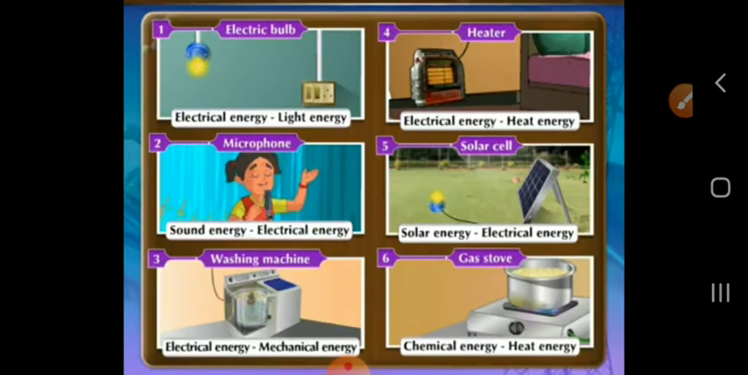Here is the conversion of energy: how electrical energy is changed to light energy, and electrical energy can be changed to heat energy. In the same way sound energy can be changed to electrical energy, solar energy can be changed to electrical energy, electrical energy can be changed to mechanical energy, and chemical energy is changed to heat energy. So these are the conversions of energy.